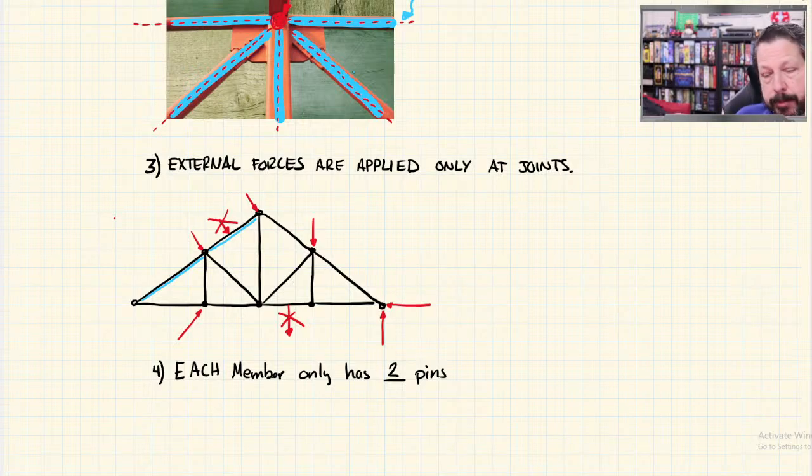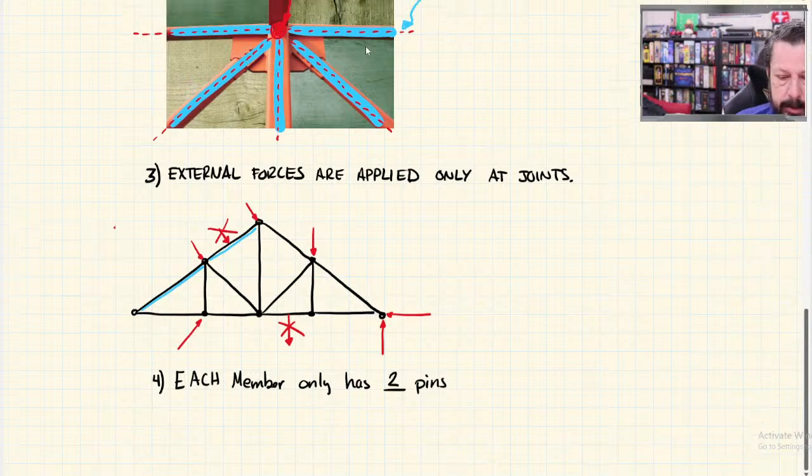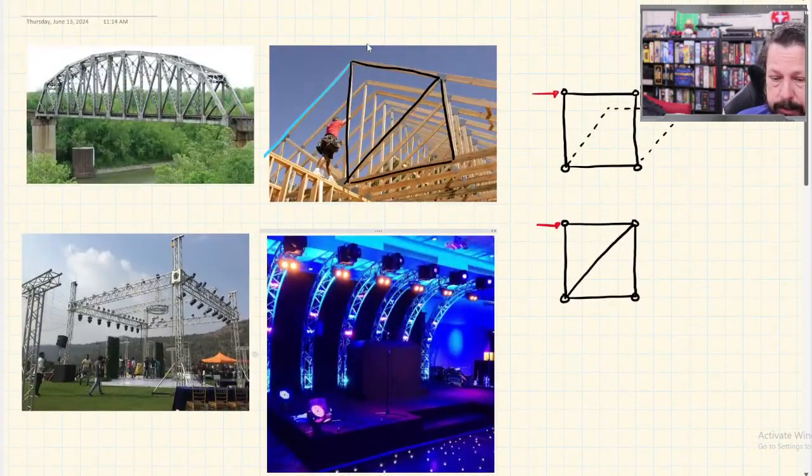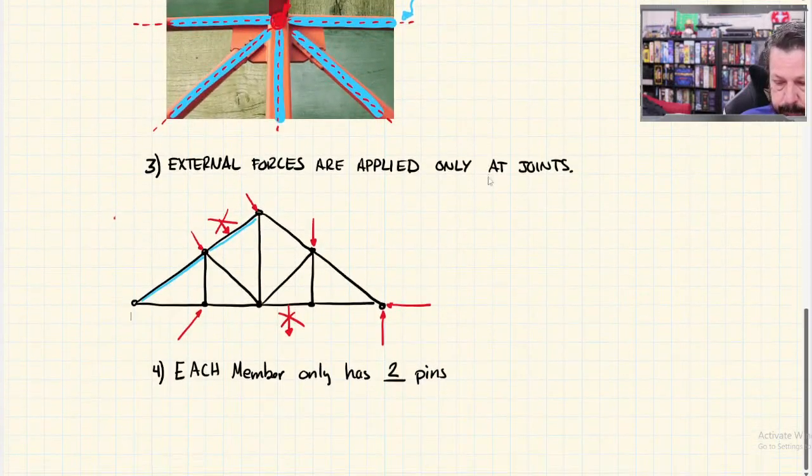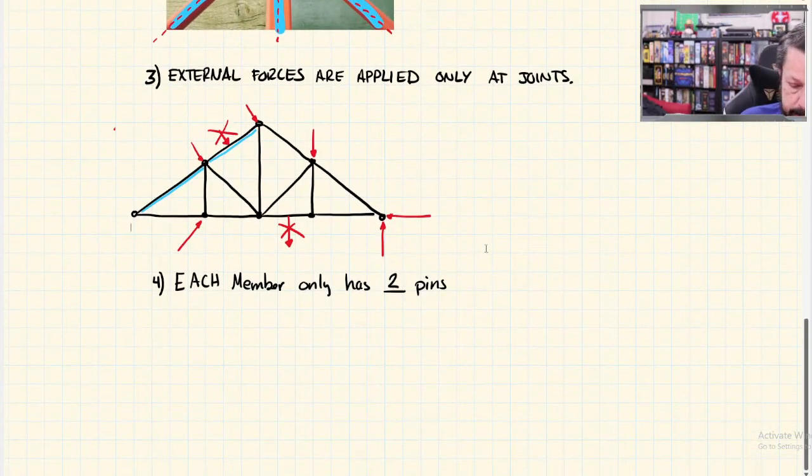If I have more than 2 pins, that would not be counted as a truss. In the real world, I could have one long piece across the top or across the bottom here. It's probably all one piece, but I have to analyze it as 2 separate pieces. So for our analysis, each member has only 2 pins.